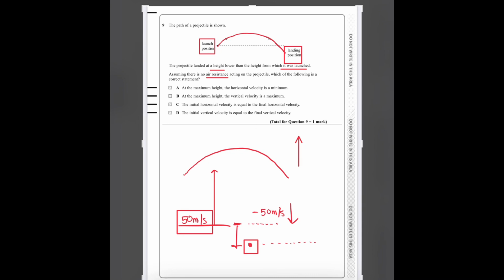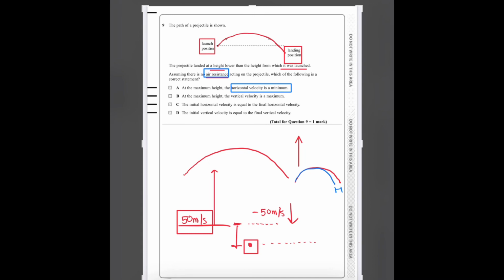So there are two scenarios. Without air resistance it will go like this, but with air resistance it would go like this. It would travel less horizontal distance, so the horizontal velocity would decrease when there is air resistance. Now, option A: at maximum height, the horizontal velocity is minimum. It is not correct, since the horizontal velocity is almost constant always, since there is no air resistance.